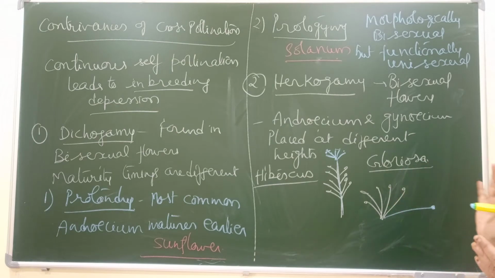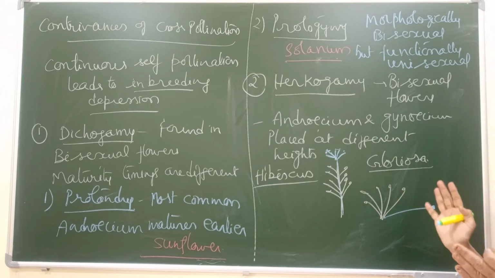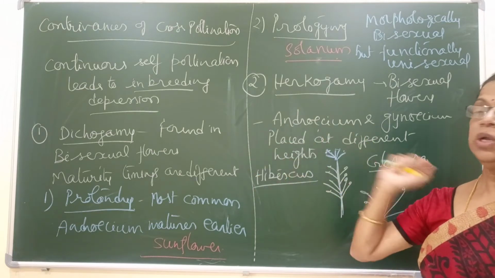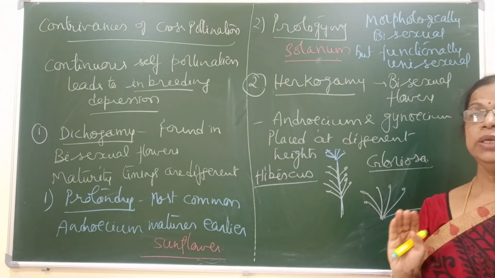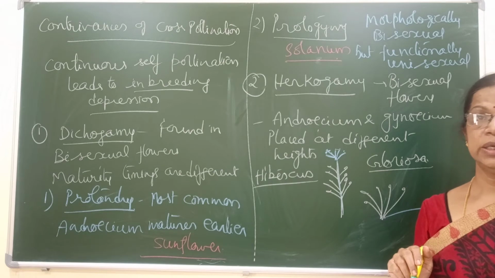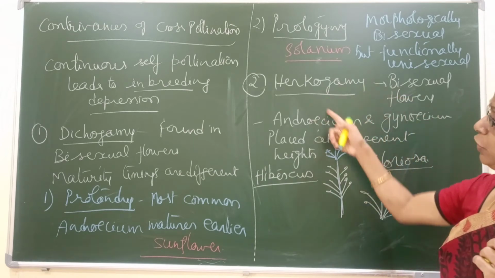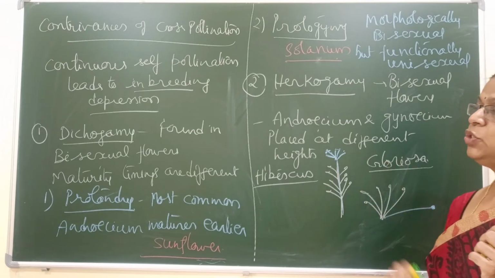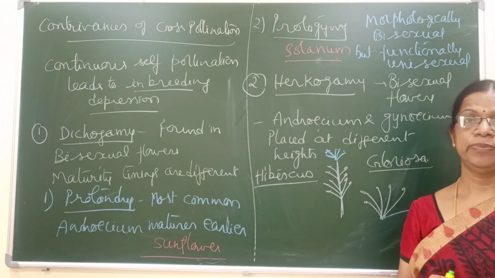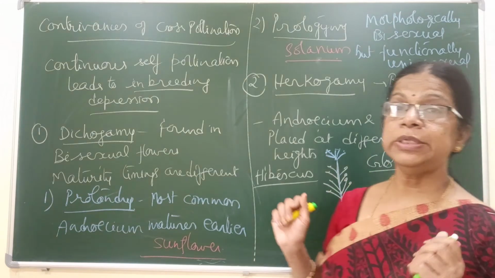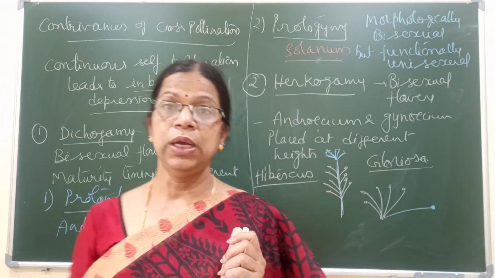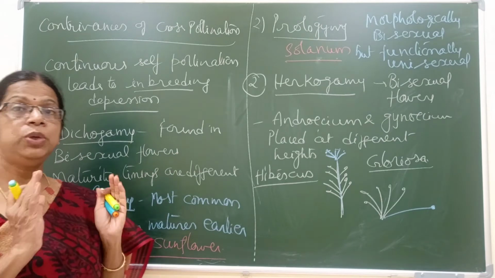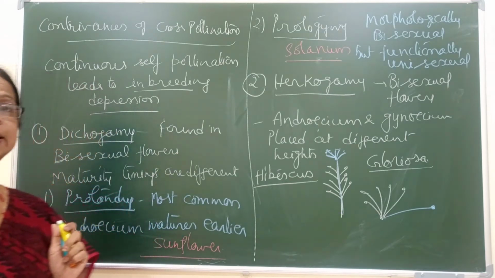So dichogamy and hercogamy, what is the common feature? Both are found in bisexual flowers. But in dichogamous flowers, the maturity timings are different, whereas in hercogamy they may mature at the same time but their positions will be different. Sometimes in dichogamous flowers also, the maturity timing may overlap between androecium and gynoecium.